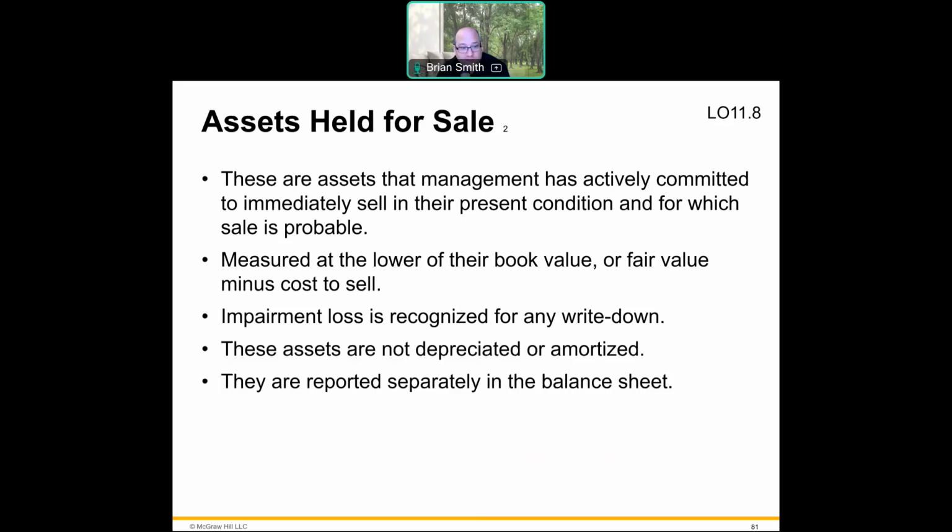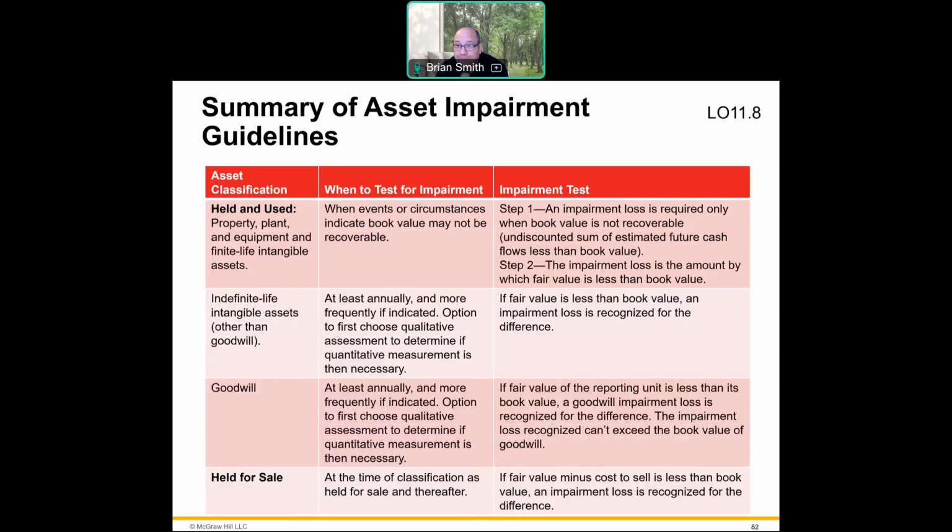Assets held for sale: impairment losses are recognized for any write-down if the book value is greater than the fair value minus cost to sell. Not the residual value, but the net realizable value, basically how much it costs to sell it. We've already talked about that.